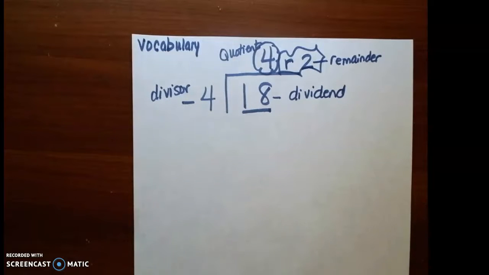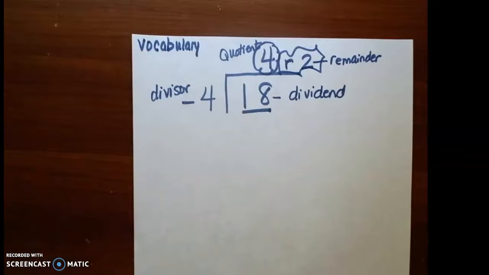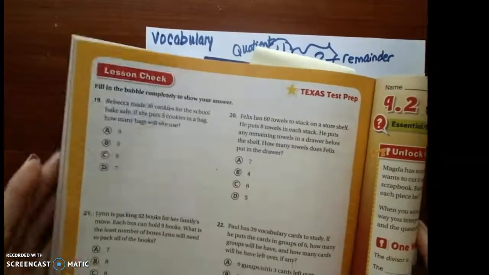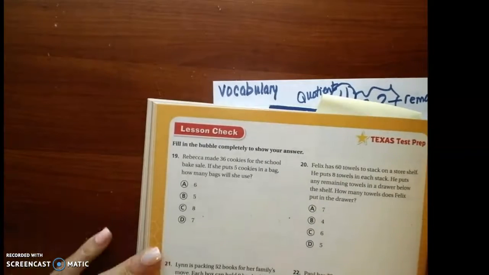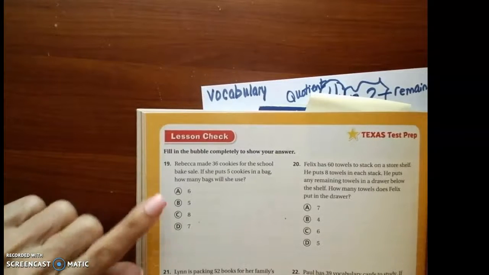All right, so let's see if I have a word problem here that I'm going to find us, I think. Hold on just a second. Here's one right here we can use. So let's use this word problem here and identify the divisor, the dividend, and the quotient here.